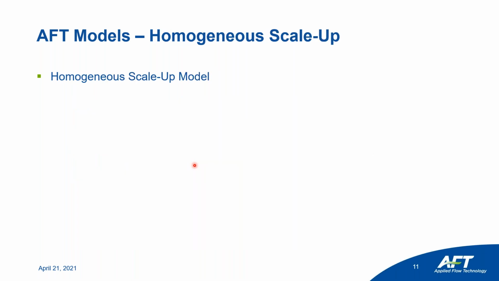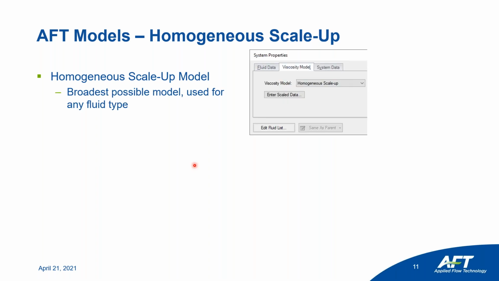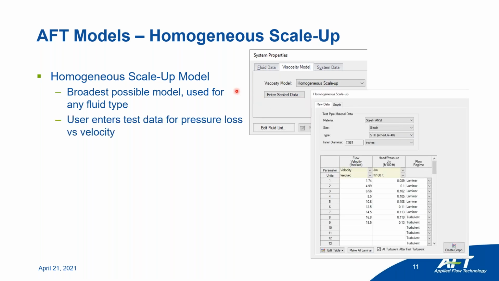So the last model we'll look at, or that AFT software offers, is the homogeneous scale-up model. Now this model is kind of our broadest possible one, and it's really used for any fluid type. Again, you'll find it under this viscosity model tab, and you'll click the drop down and go all the way down to the bottom to choose homogeneous scale-up.